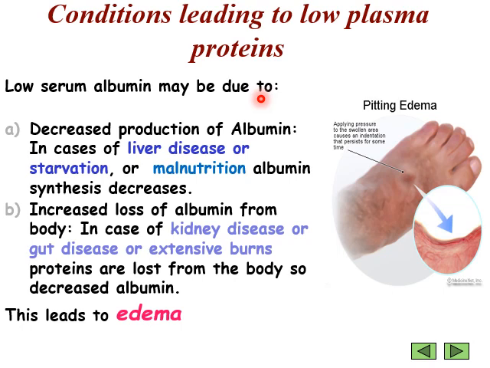What may be other causes? Or we can divide it into two causes. Either there is decreased production or increased loss of albumin. या तो production कम हो रही है या loss ज़्यादा हो रहा है. अब production कम क्यों हो रही है? Number one, due to liver disease, due to starvation and due to malnutrition. So there are three main causes of decreased production.